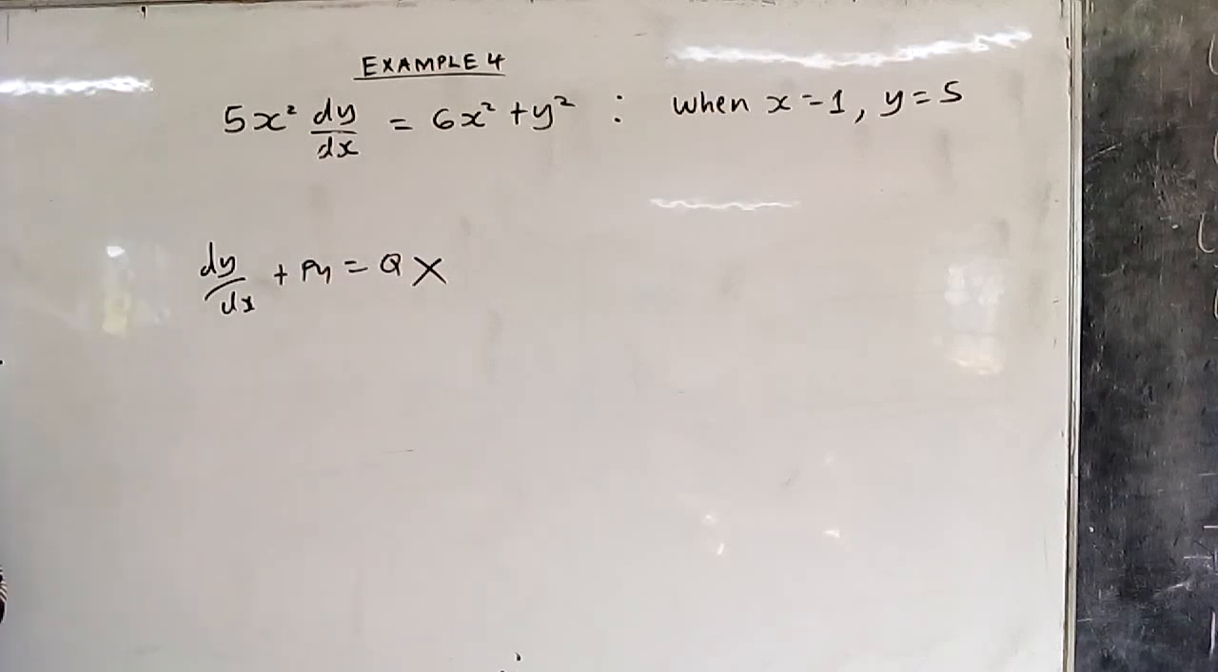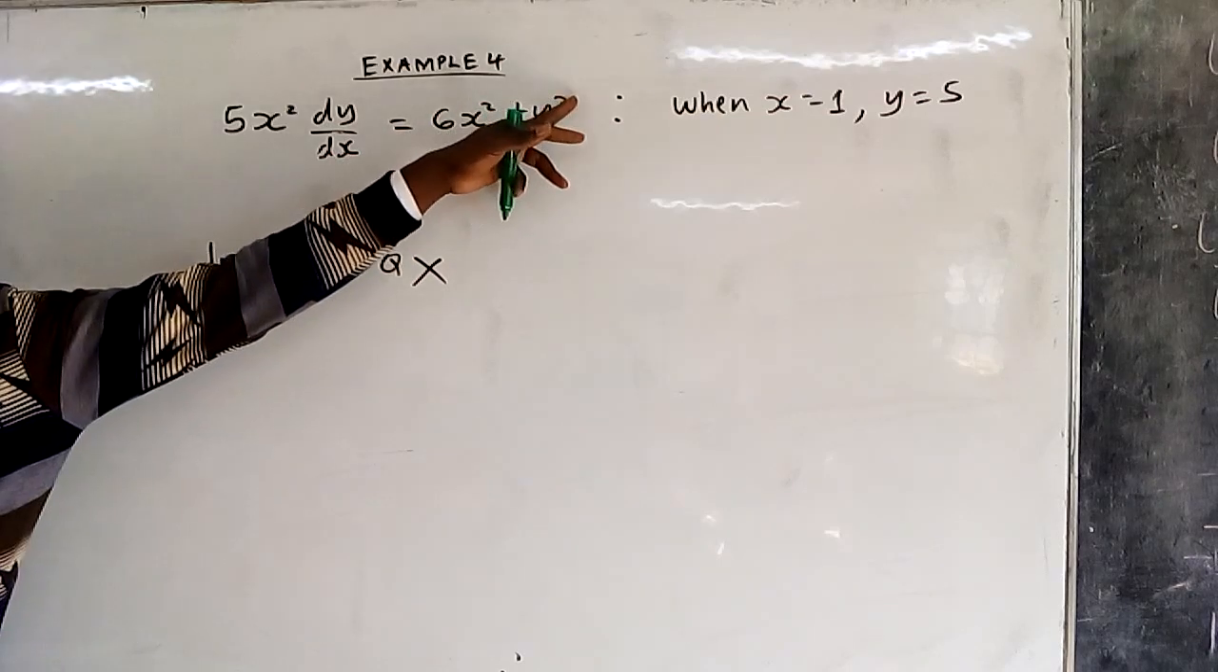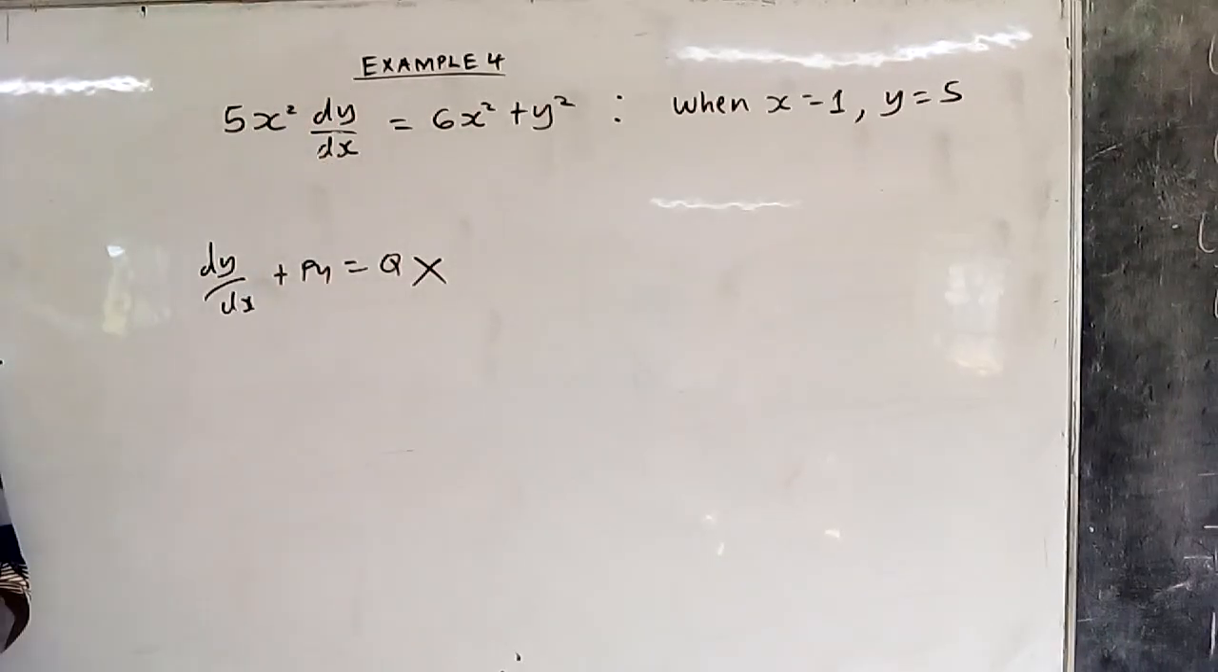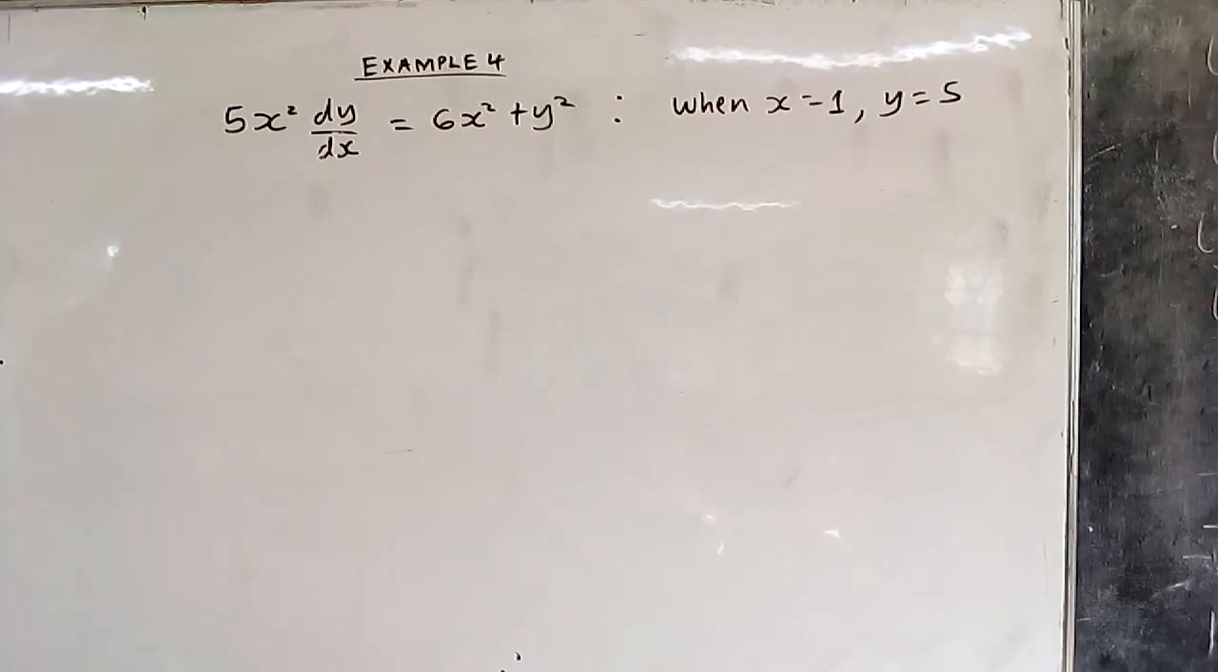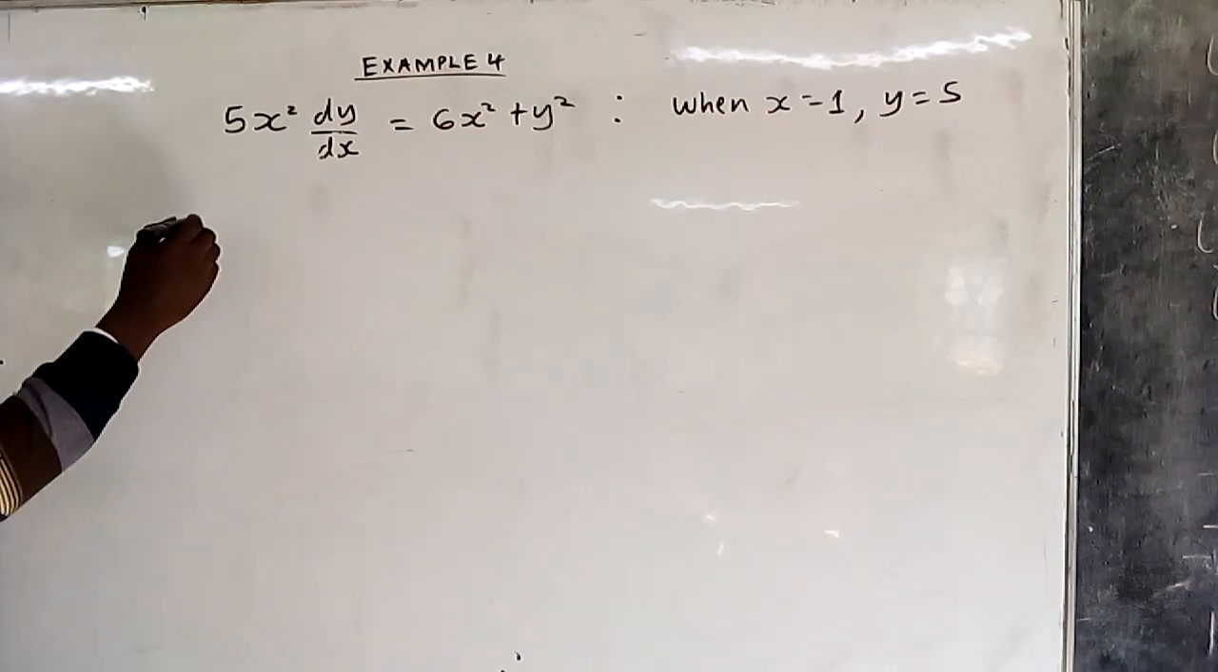The next one, you check if it is homogeneous. If the highest exponents of both variables are the same, then it is homogeneous, isn't it? The highest exponent of y is 2, the highest exponent of x is 2. So that is the same, it means it is homogeneous. So how do we solve a homogeneous ODE?